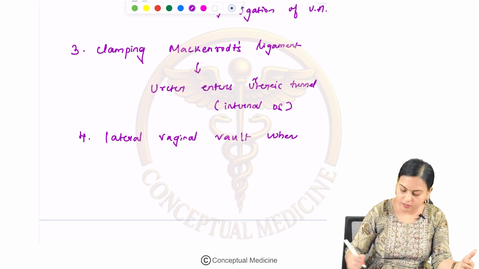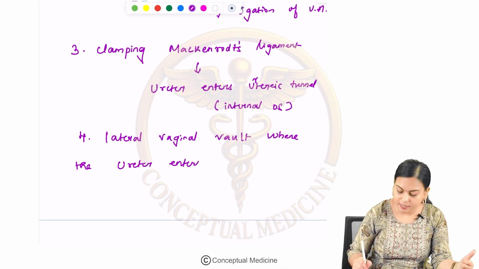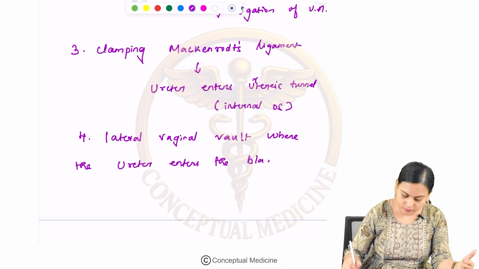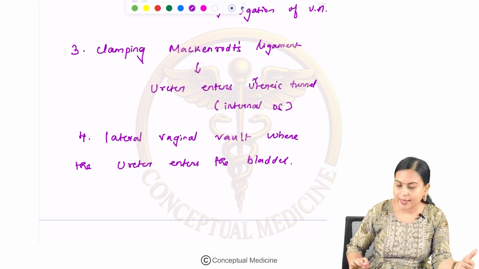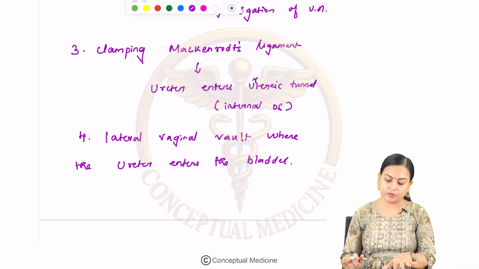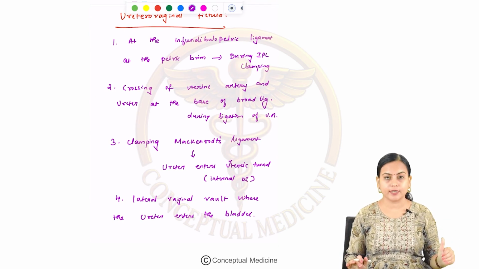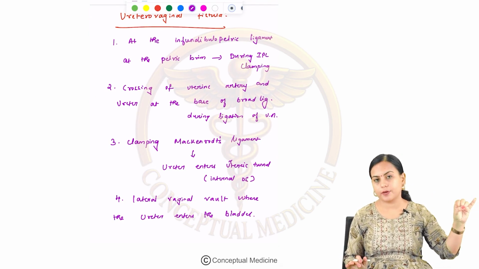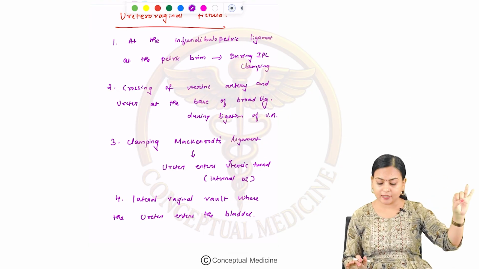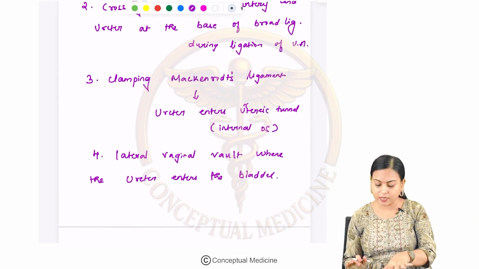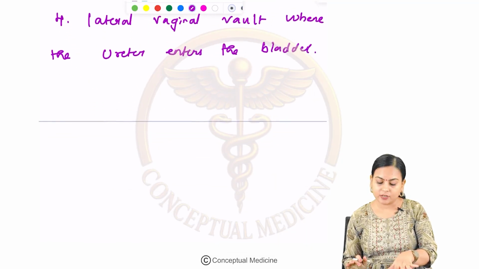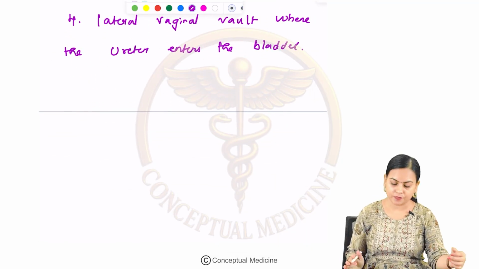where the ureter enters the bladder during clamping or suturing of the vaginal vault. Okay, so these are the 4 places where you have to be careful during hysterectomy. One at the level of infundibulopelvic ligament, second point at the crossing of uterine artery, third one while clamping McEnroe ligament, and fourth one while clamping the lateral vaginal vault. Clear? Yes.